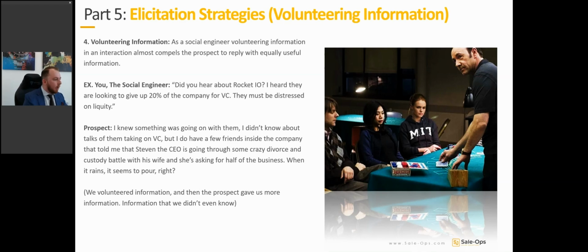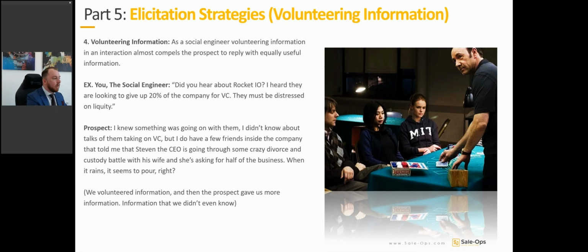I didn't know about the talks of them taking on VC, but I do have a few friends inside the company that told me Steven, the CEO, is going through some crazy-ass divorce and a custody battle with his wife, and she's asking for half of the business, man. When it rains, it pours, right? What did I just do? I volunteered information, and he came back with more insightful information that was equally useful to what I gave him. Before this interaction, I didn't know that the CEO was going through all this. I just thought that they had liquidity issues and they had cash problems. That's it.